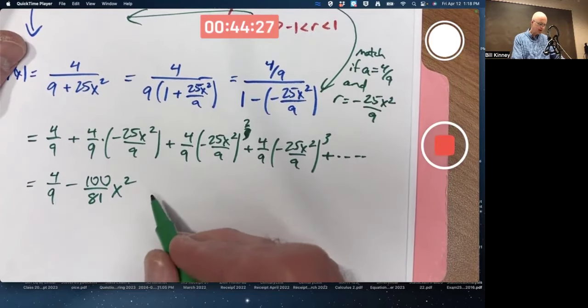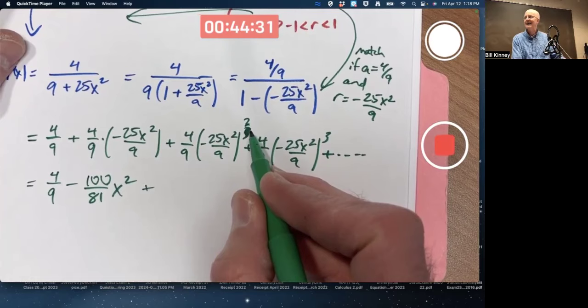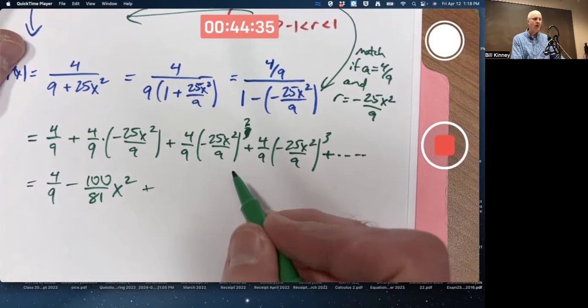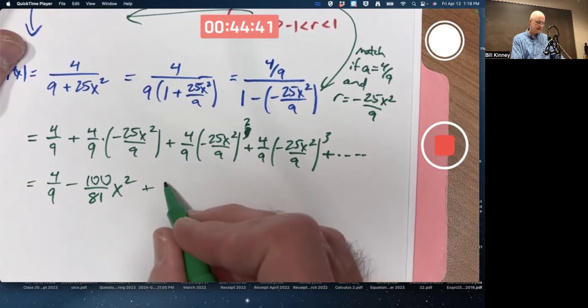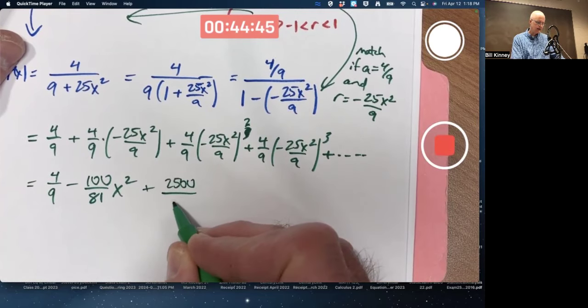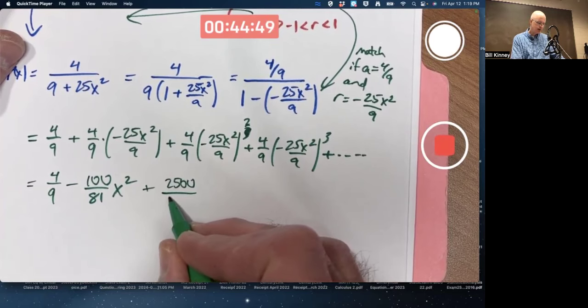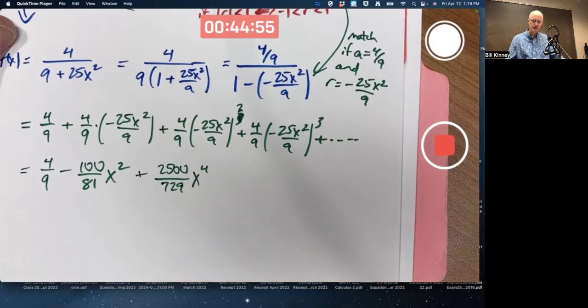Let me go ahead and simplify the other ones. Negative 25 squared is positive 625 multiplied by 4. Let's see, 625 times 2 is 1250, times 2 again is 2500, over 9 cubed, which is 729, right? Yeah. x to the 4th. Multiply the exponents there, 2 times 2.